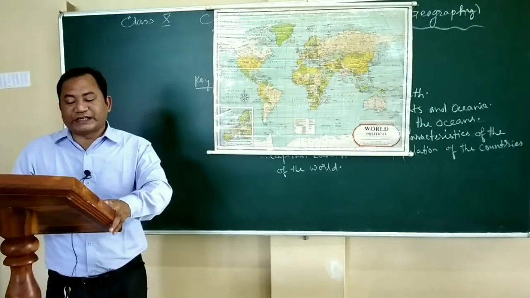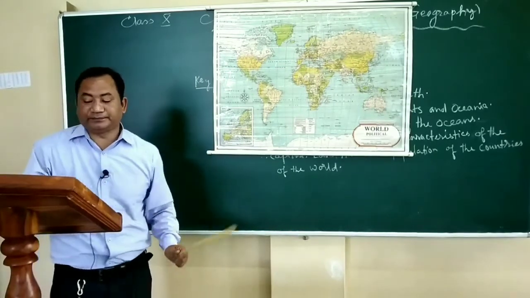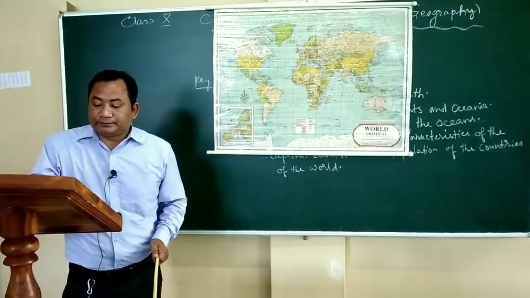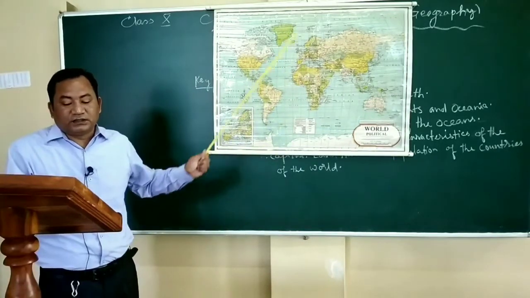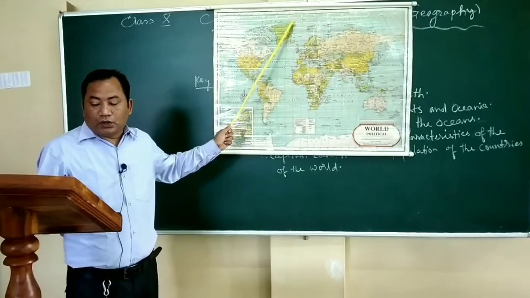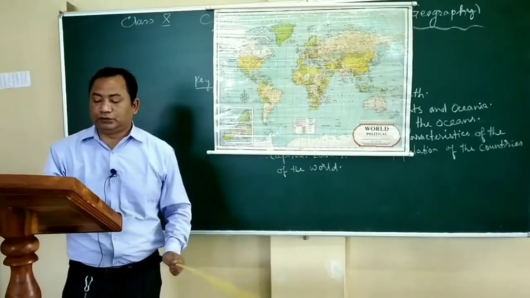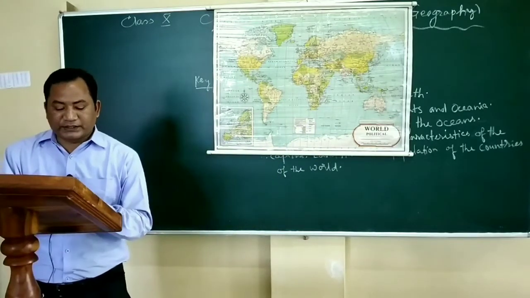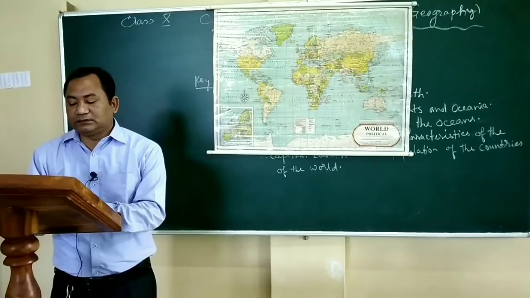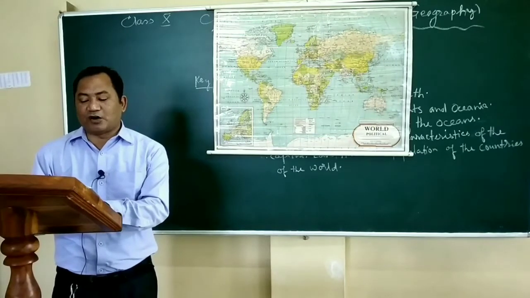The Pacific Ocean is surrounded by Alaska state of the United States of America, eastern part of Siberia, and the Arctic on the north, Australia, New Zealand, and Southern Ocean on the south, western coast of North and South America on the east, and eastern coast of Asia and the island of Japan, Philippines, etc. on the west.